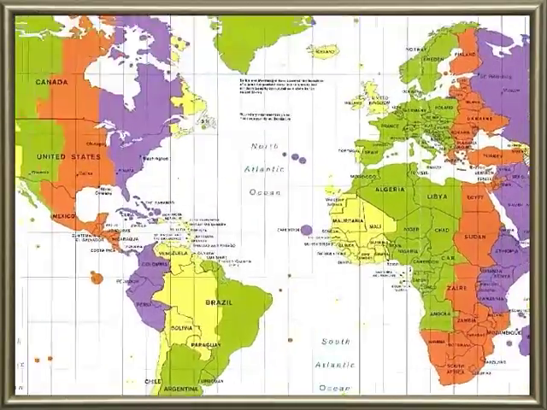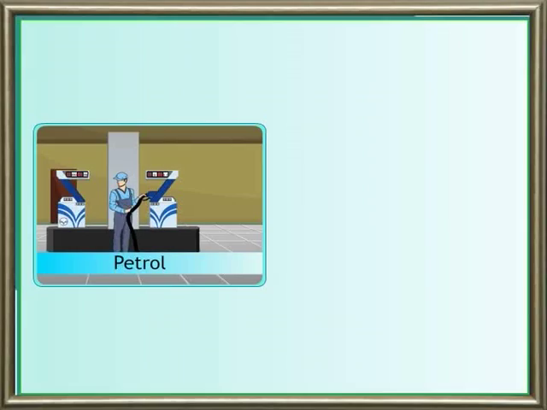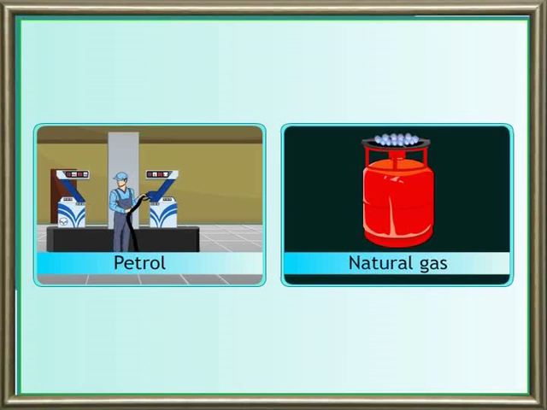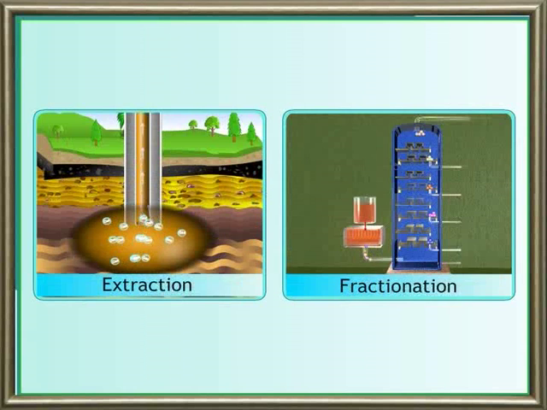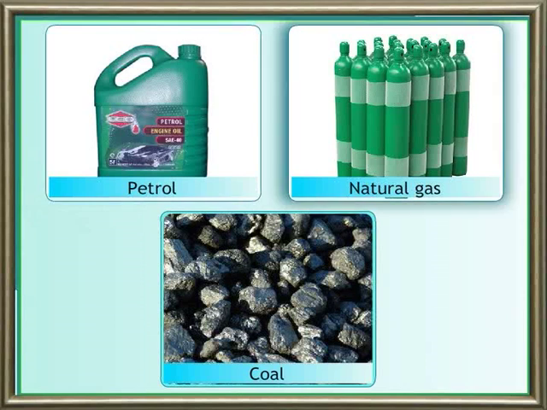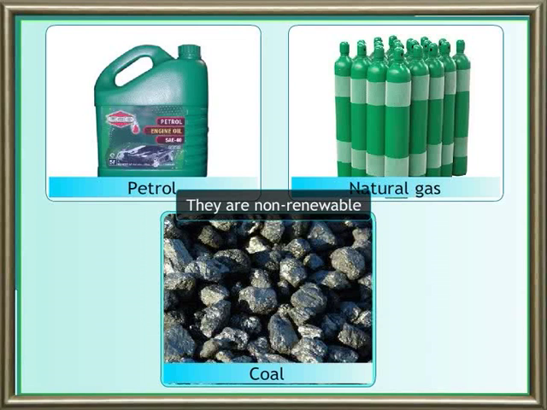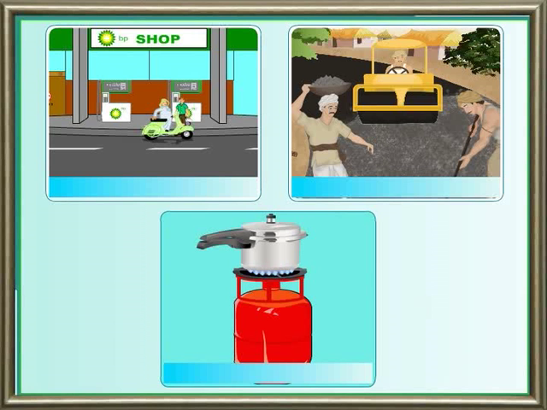You must have heard that petroleum resources are abundant in Middle Eastern countries. Petrol and natural gas are the most important natural resources. Petrol is produced only after it is subject to a number of processes. During these processes, some other useful chemicals like diesel, kerosene, etc. are obtained. These fuels, that is, petrol, natural gas and coal, are called fossil fuels. They are non-renewable. Once they are used, it may take some millions of years to form again.